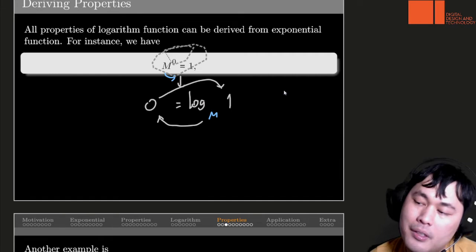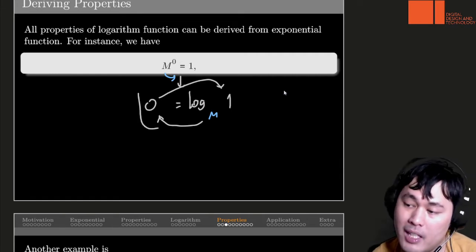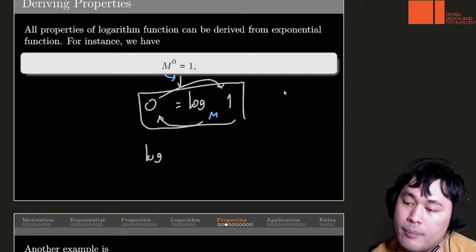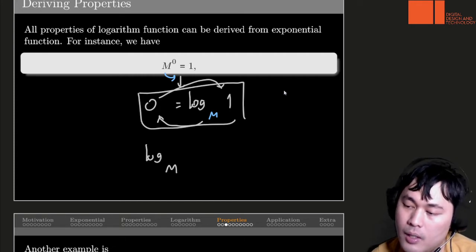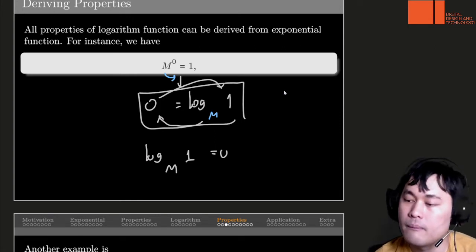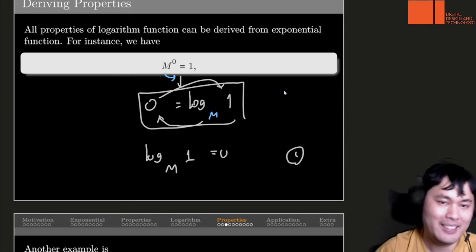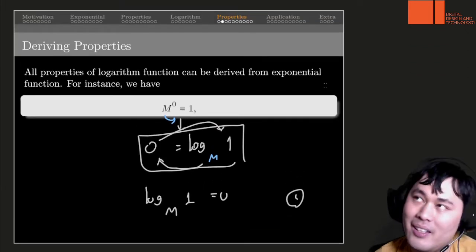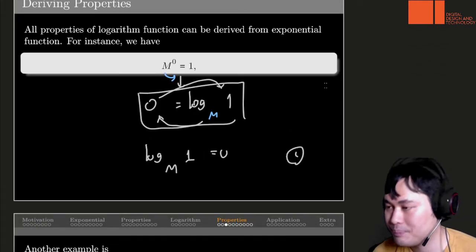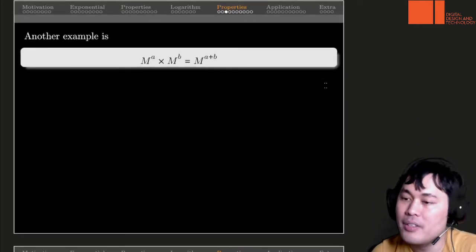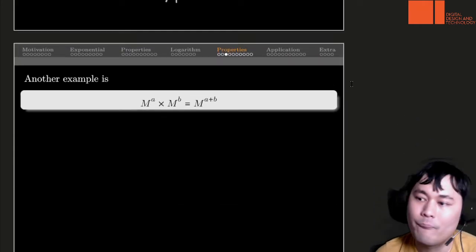And so this property immediately gives you the property for the logarithm, which is that log of 1 in any base gives you a 0. That's done. That's the first one. That's the easiest. I think this is the only easy one. So let's see what about the other. So here we have this property.